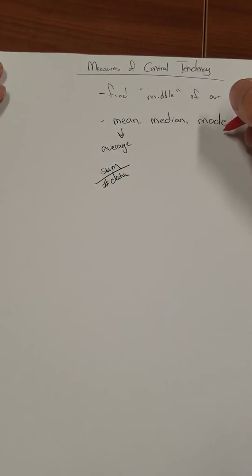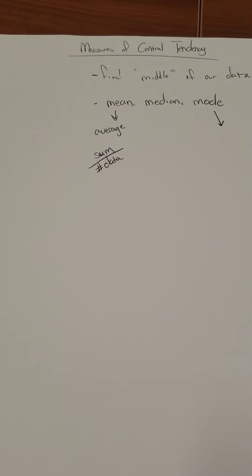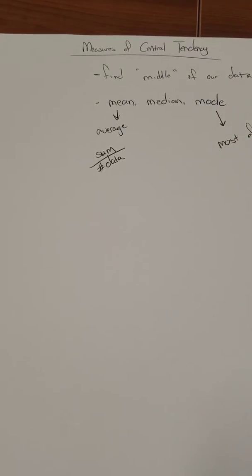Median, we're going to skip over that one for just a second, a little bit more difficult to describe, but mode. So with mode, you find the number that occurs most often. Okay, if it occurs the most, then it's the mode.